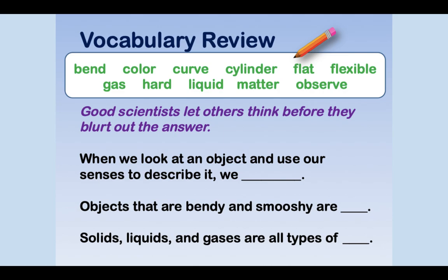Let's stop and check. The first sentence says when we look at an object and use our senses to describe it, we observe. Did you write down observe? Great job, scientist. Question number 2. Objects that are bendy and smushy are, did you say flexible? Great job, scientist. Number 3. Solids, liquids, and gases are all types of, did you say matter? Great job, scientist.